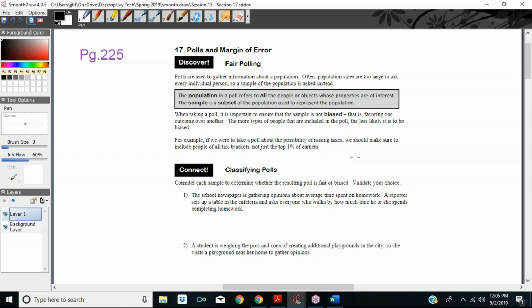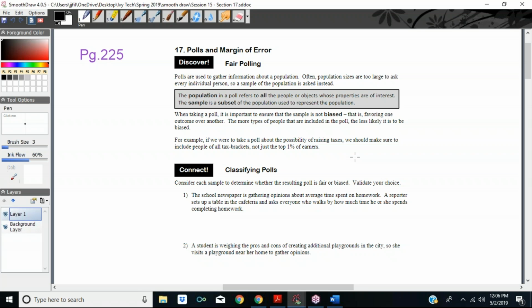It says polls are used to gather information about a population. Often population sizes are too large to ask every individual person, so a sample of the population is asked instead. The population in a poll refers to all the people or objects whose properties are of interest. And the sample is a subset of the population, and that's what's used to represent the population in general.